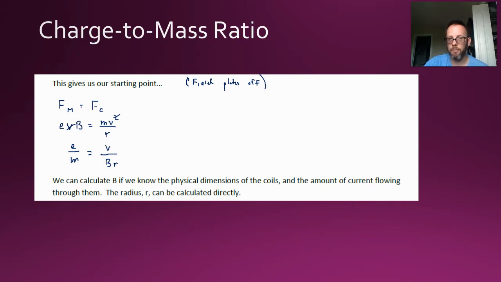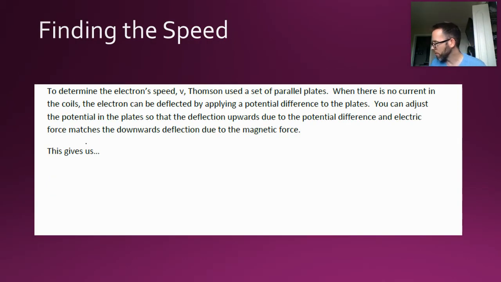So B and r are actually easy to find. If you have the coils and the apparatus, you can just measure all that directly. But getting the speed, not so obvious. So this brings us to our second point. To determine the electron speed, Thomson used some parallel plates. When there's no current in the coils, the electron is deflected, as we've talked about, by applying a potential difference to the plates.